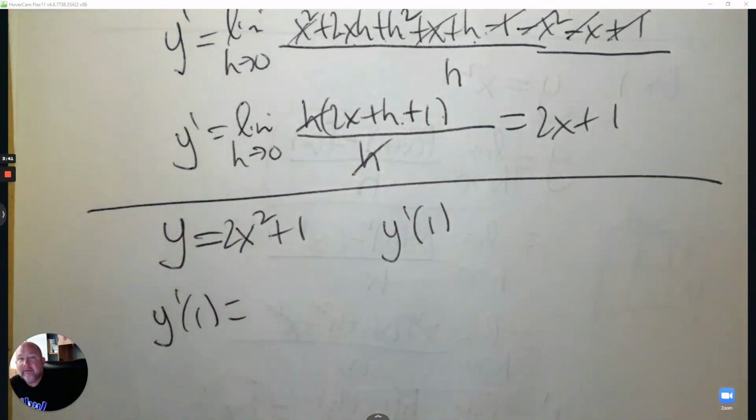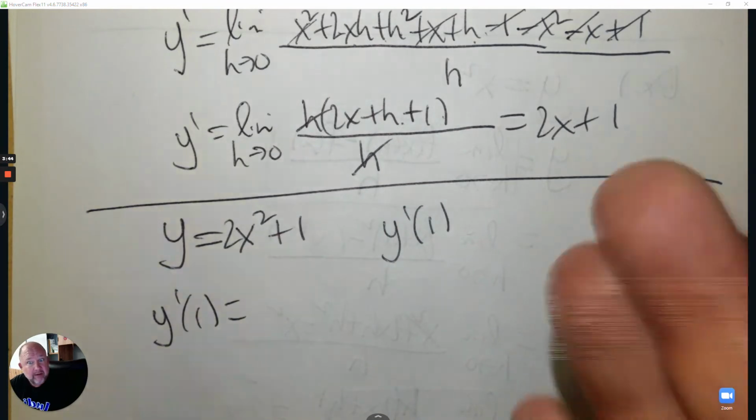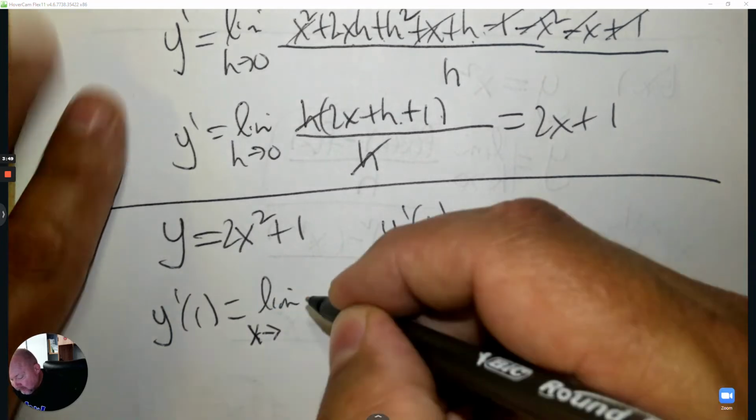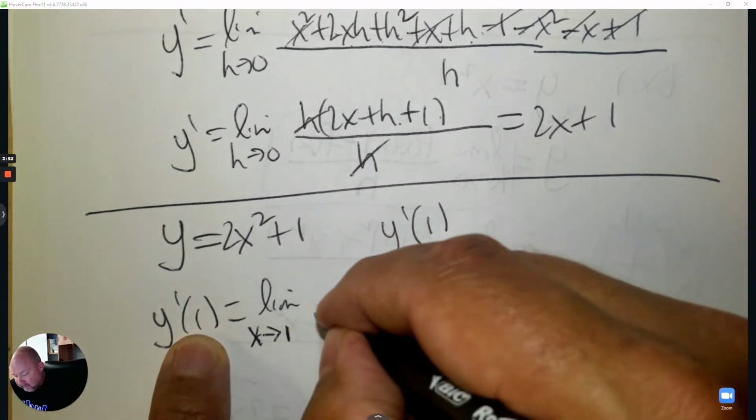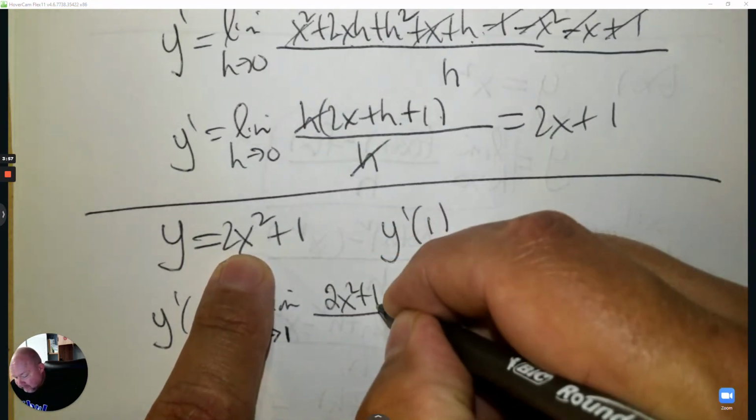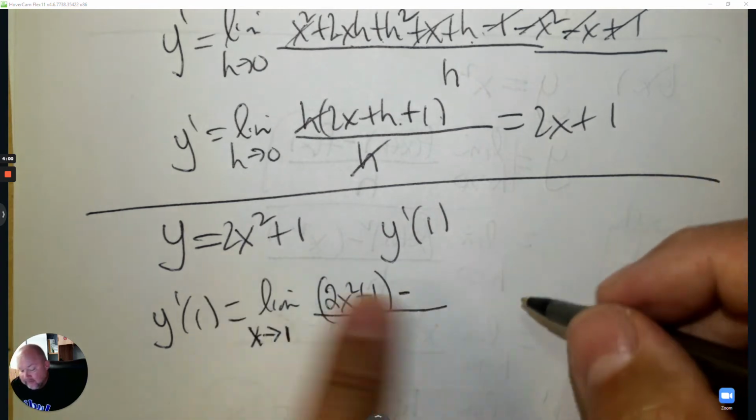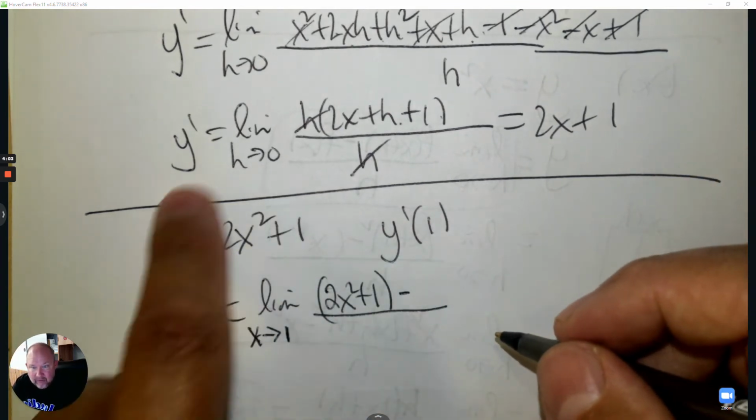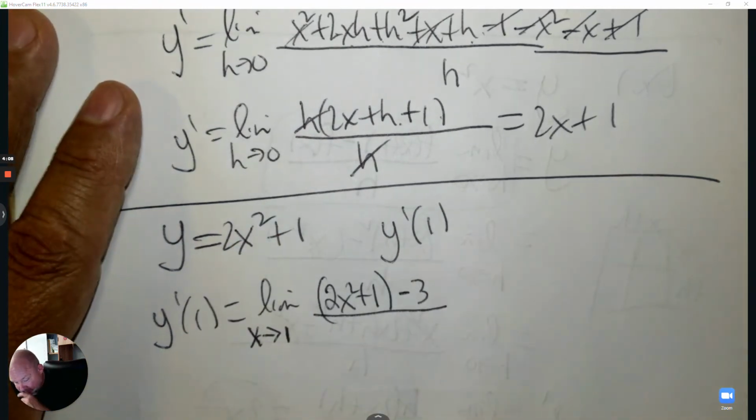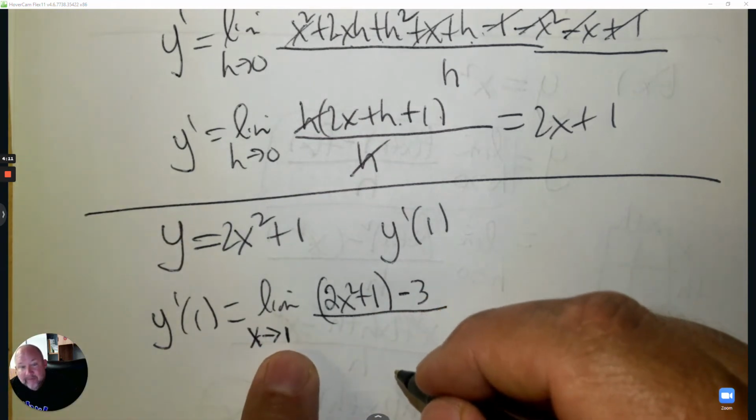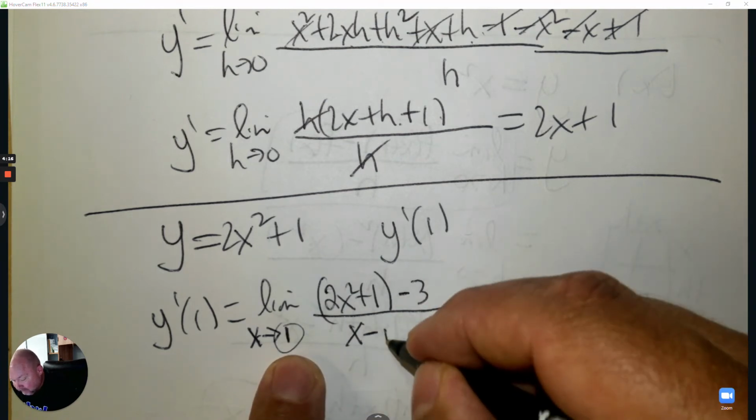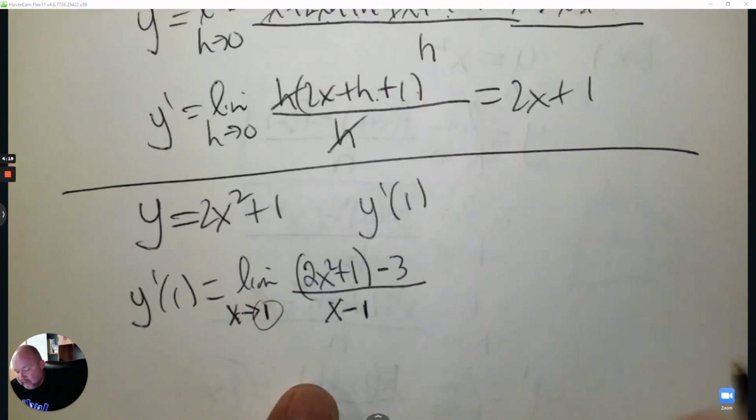So if I want to find the derivative at an actual value, there's an alternate way to write it down. So this is what the formula looks like. So we're going to use x instead of h. And as x approaches the number we're looking for, then we're going to plug in the function, which is 2x squared plus 1. And then we're going to subtract, and I'm going to plug 1 into the function for a number. So if I plug 1 in, it's 1 squared times 2 plus 1. That's 3. And that's all over x subtract whatever that number is. So there's the setup to find the derivative.